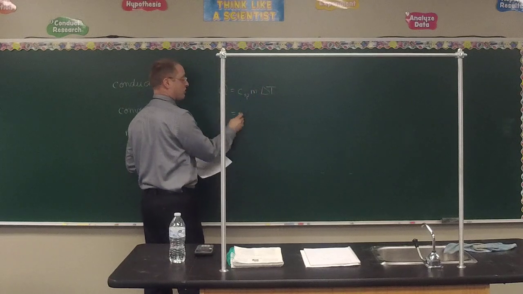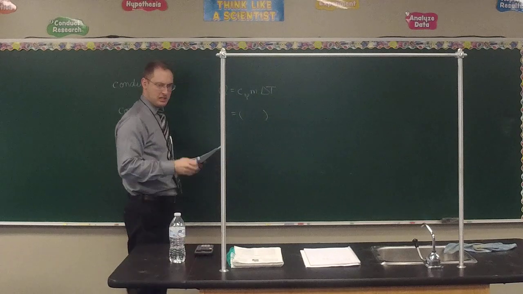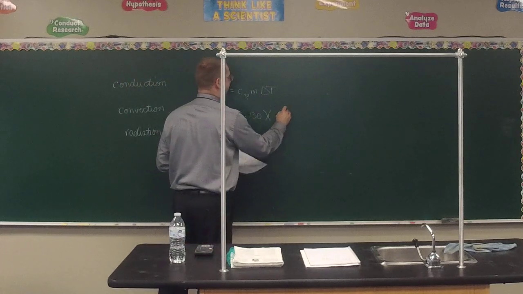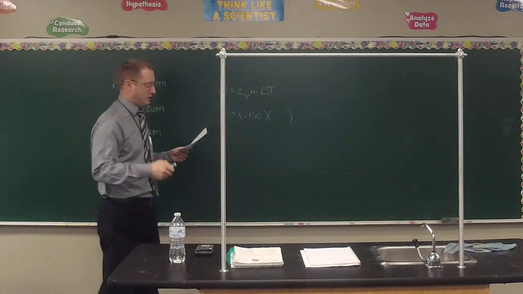And so we need to plug in the specific heat of lead. What was that specific heat, class? 0.130. You were able to look that up. The mass of the shot put, it said, was 3.7 kilograms. Thoughts?